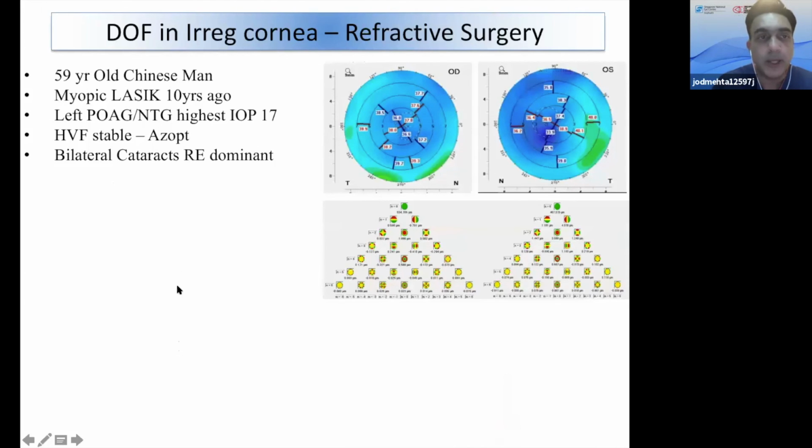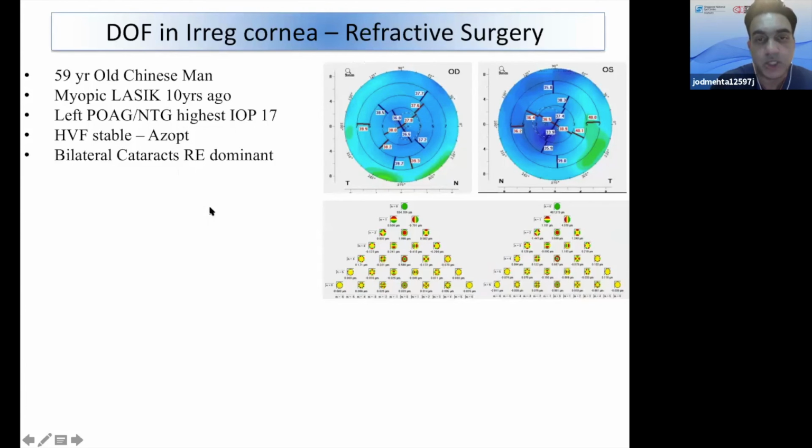So what about myopic LASIK? So this is the opposite now. So you see very flat, basically corneas. So this 59-year-old Chinese guy had myopic LASIK done 10 years ago. He's also an NTG, POAG suspect, even though in the notes, his highest IOP recording is basically 17. His fields have been stable on ASOP.